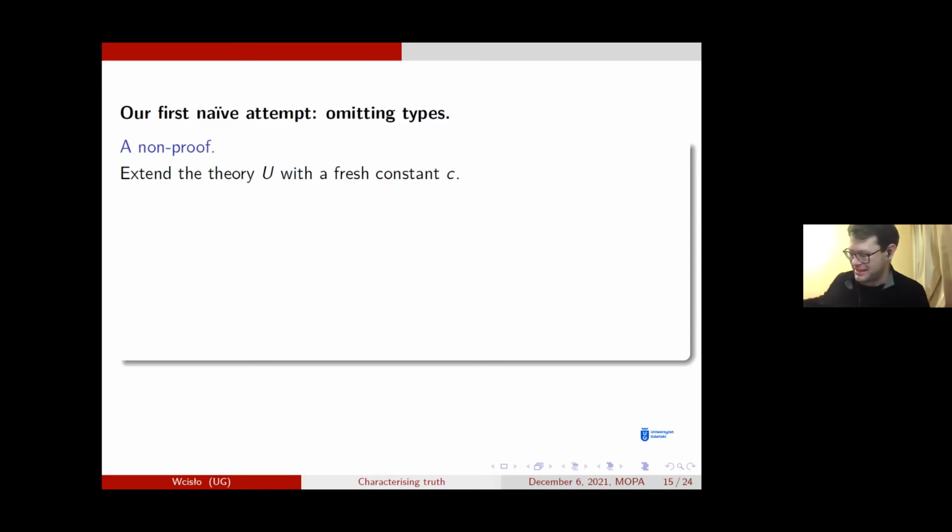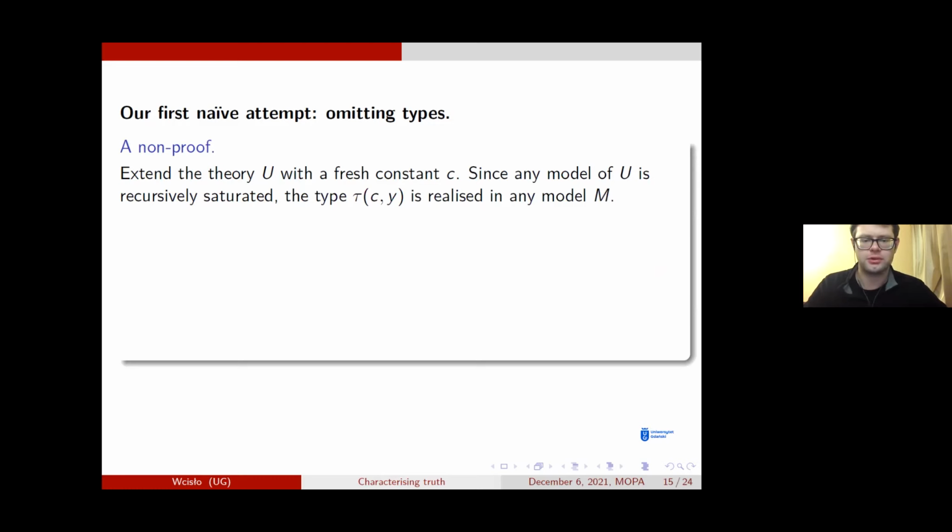Okay. So first, let's start with a non-proof, a mistaken proof. You extend your theory with a fresh constant C. Every model of U is recursively saturated. So the type tau, which I introduced before, says Y codes a portion of the elementary diagram with parameters up to C. So it's realized in every model. So far so good.